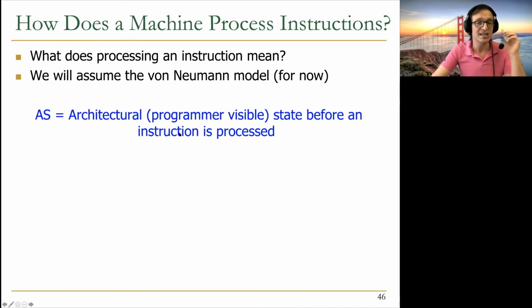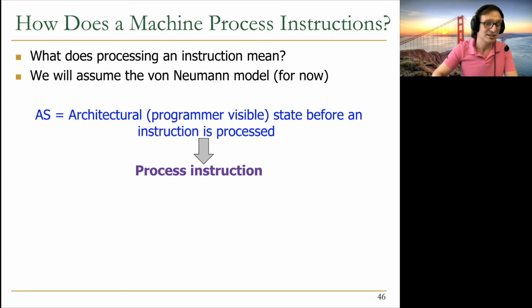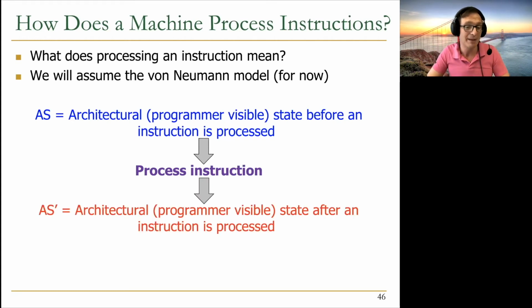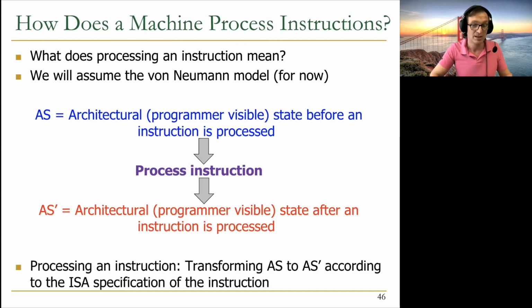Essentially, the formalization is that you have some architectural, programmer-visible state before an instruction is processed, and you process the instruction. Remember the process instruction step. It produces an architectural state prime, which is the state after the instruction is processed. This is the programmer-visible state. And that's what processing an instruction means. You take an architectural state, transform it to architectural state prime, according to the ISA specification of the instruction, of course. So you need to obey the ISA while doing this.